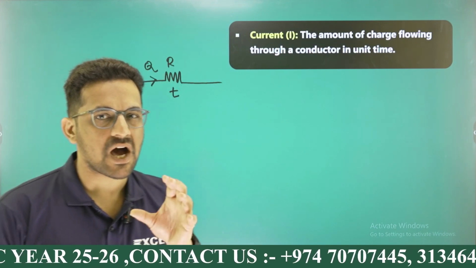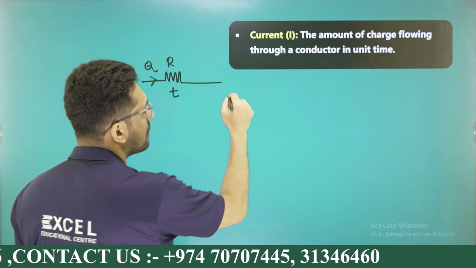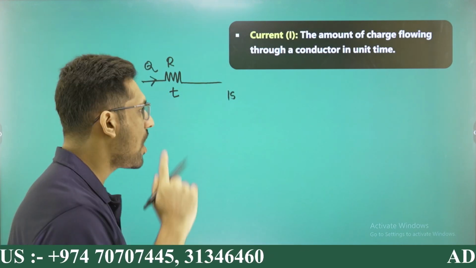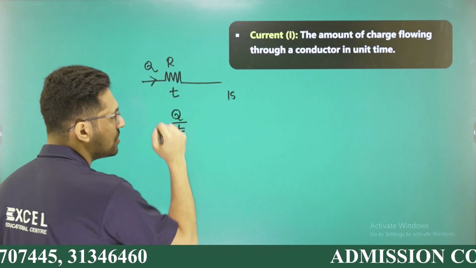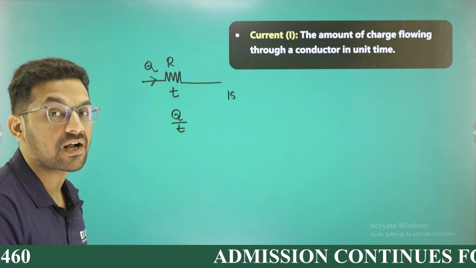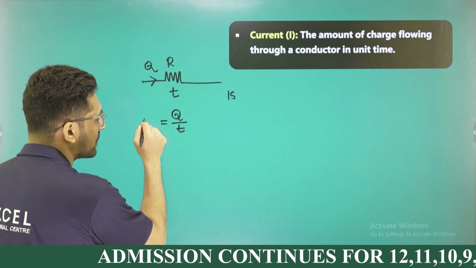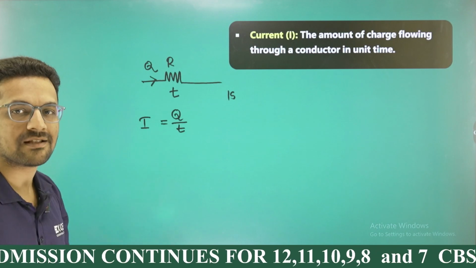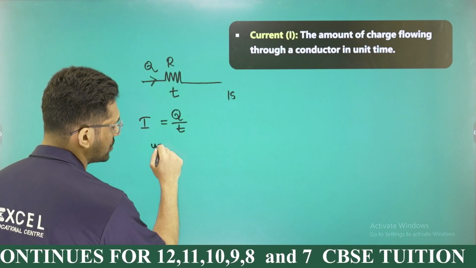What will be the charge in unit time? Unit time means 1 second. What will be the charge flowing through the conductor in 1 second? How to find that using this equation? Using this equation, you can find the amount of charge flowing through the conductor in 1 second. This is current: I is equal to Q by t. That is current. What will be the unit of current?